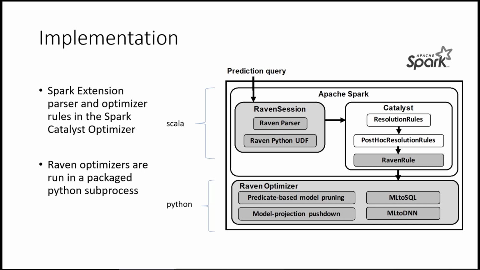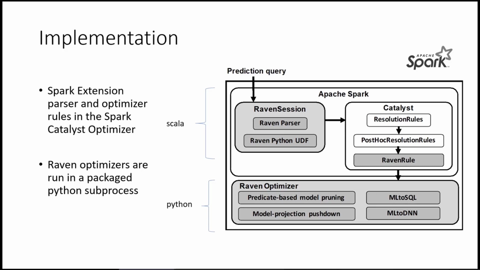And then in Spark's main optimizer engine, which is called Catalyst, we add a Raven rule, which is one of the post-hoc resolution rules. So if anybody has used Spark Catalyst, it's a bunch of rules in Spark that are executed on each query. So we have a Raven rule there. And that Raven rule is responsible for calling the various optimizations I just talked about. We implemented these optimizations in Python. So again, this Raven rule starts a Python subprocess here, and that will run these various rules.